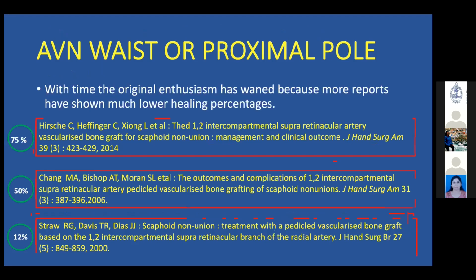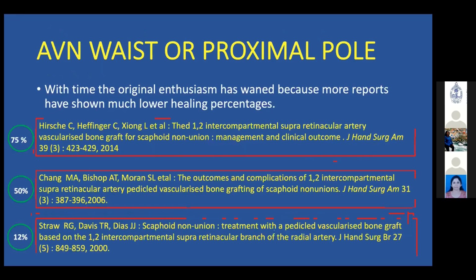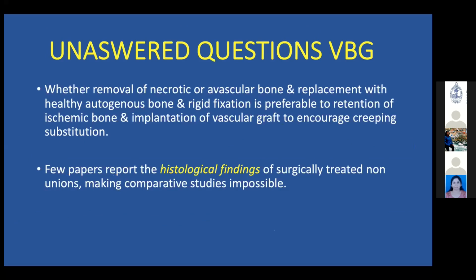But what we should note is that the initial studies were reporting 100% union with vascularized bone grafting. As time went by, you see reports which showed 100 percent, and you even see articles which show 12 percent union with the vascularized bone grafting. There are a few unanswered questions about vascularized bone grafting, because it is very difficult to comment whether the vascularized bone graft is still vascular, in the sense that you take it from the radius and you are fixing it. So it is a tricky procedure.